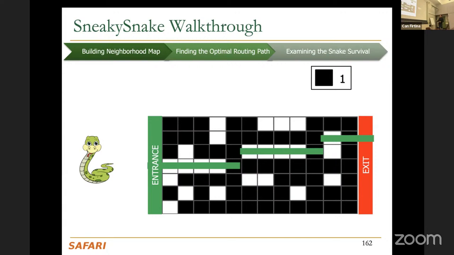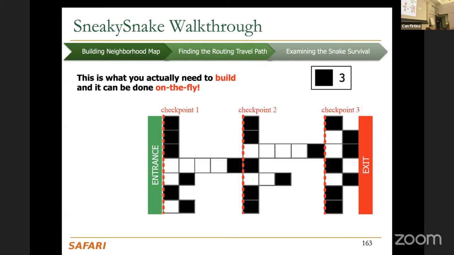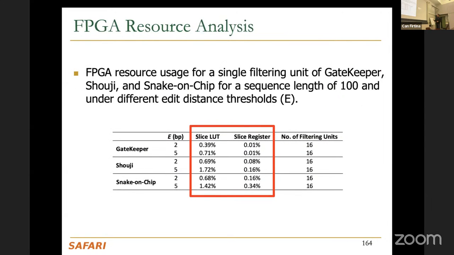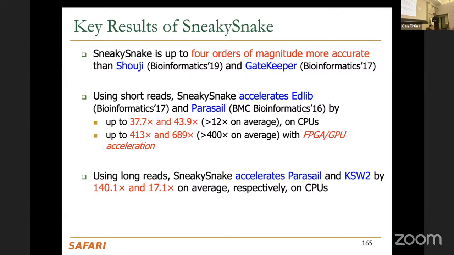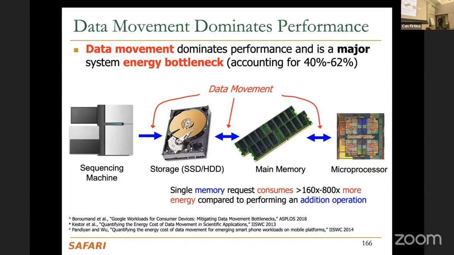If you see many blocks, then this means that you don't really need to do the computation anymore. You can stop in the middle, meaning that these sequences are not going to be similar to each other. Again, this way of computation is much more efficient than GateKeeper and earlier works, and also much more accurate. And this is another example of how using an existing solution to another problem can be helpful.